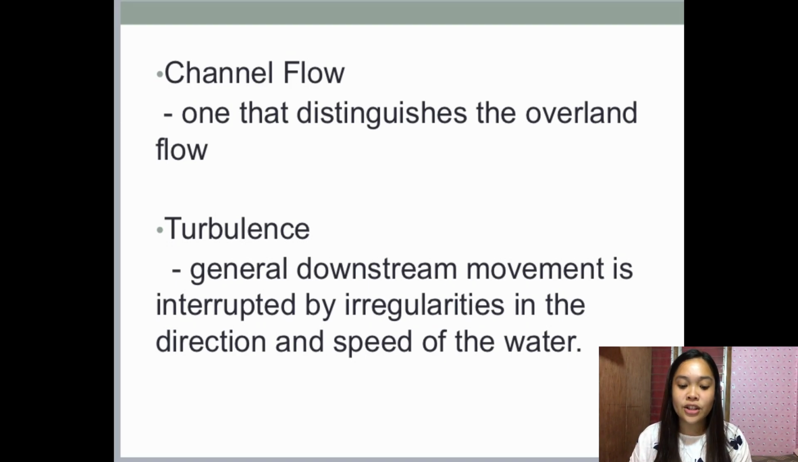So, turbulence or turbulent flow. Turbulence is the general downstream movement that is interrupted by irregularities in the direction and the speed of the water. These irregularities produce momentary currents that can move in any direction, including upward. Turbulence is stream flow that is caused partly by friction.